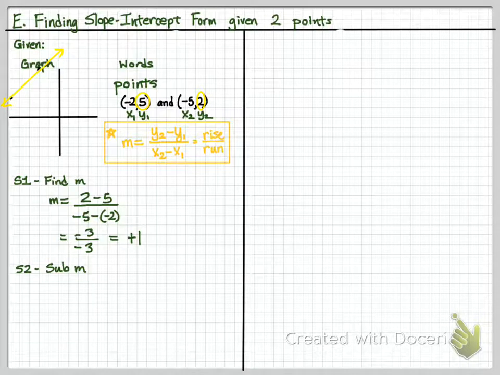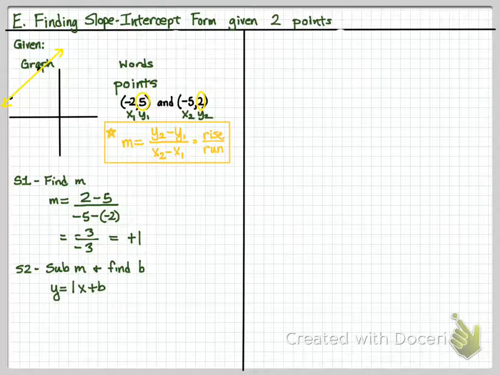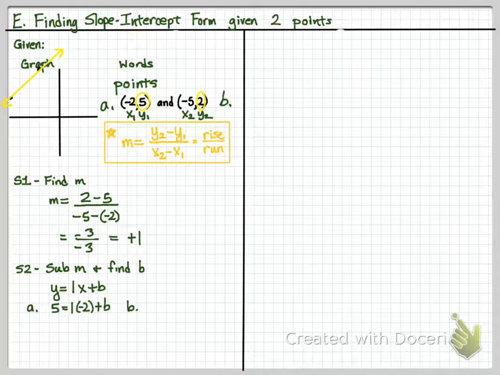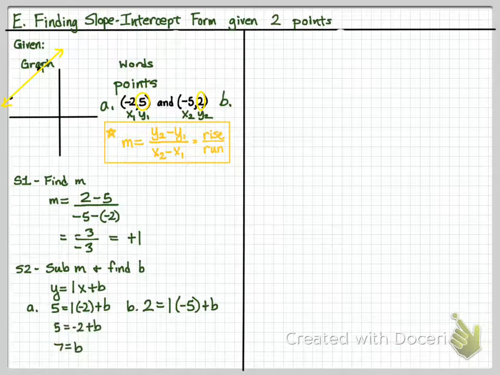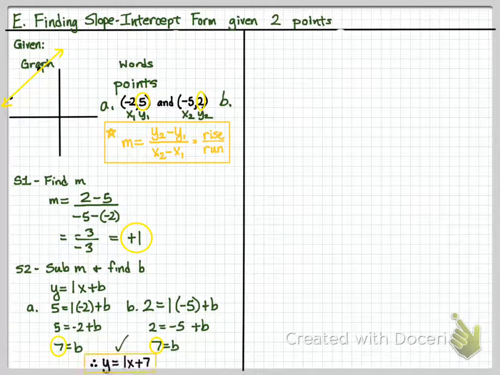Now we substitute for our m into the equation and find our b. We also need one of those points. What I'm going to do is use both points that they give us and see if that actually gives us the same answer in both cases. So we take our equation, y equals 1x plus b. We substitute the 1 for the m. And now we're going to take those two points, and I'm going to create 2 situations. I'm going to plug in a, the negative 2 comma 5 into the equation, and then for b, I'm going to plug in the second point, negative 5 comma 2. So we get those different situations, but when we work them all out, we get 7 as b for both of them. Therefore, our equation is y equals 1x plus 7.